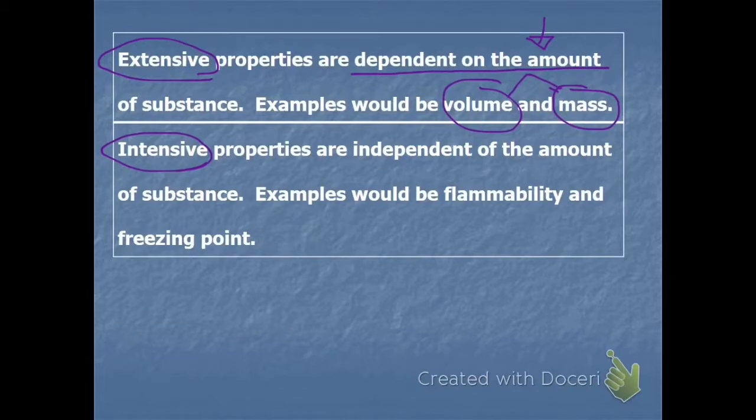To contrast this, an intensive property is independent of the amount that you have, like flammability or freezing point. It doesn't matter how much paper you have, it's flammable. It doesn't matter how much water you have, it will freeze at 0 degrees Celsius.